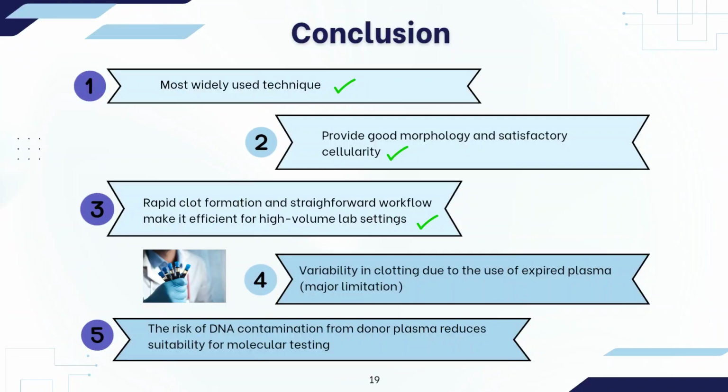Lastly, the conclusion is that the plasma thrombin method remains one of the most widely used and reliable techniques for preparing cell blocks. It is favored because it is simple, low cost, and works well with many types of cytology specimens. This method also provides good morphology and adequate cellularity, allowing the cell block to be used for diagnosis as well as immunohistochemistry. Another strength is its efficiency. The clots form within minutes, making it suitable for a lab with high workload.